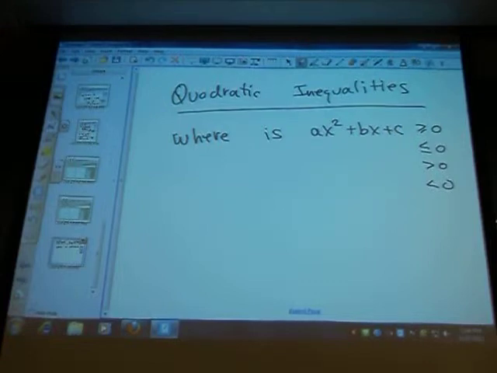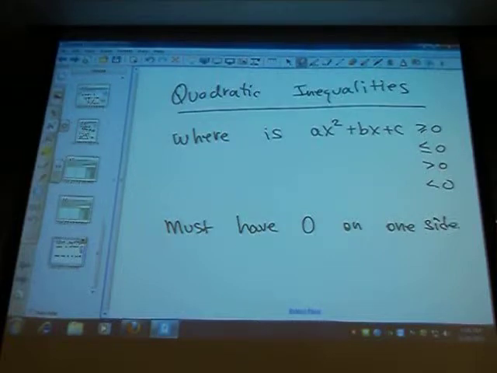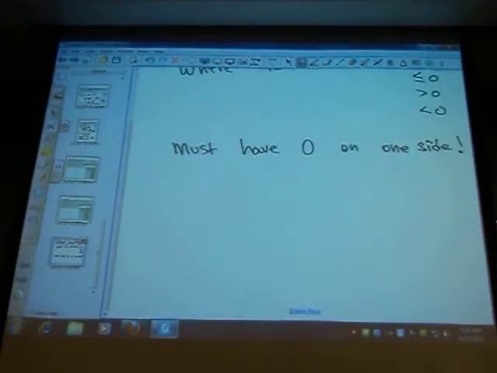Okay? So there's a couple things you need to do. The first is you must have 0 on one side. So you need to get 0 on one side if you need to. Okay? You need to use the graph to find the answers.